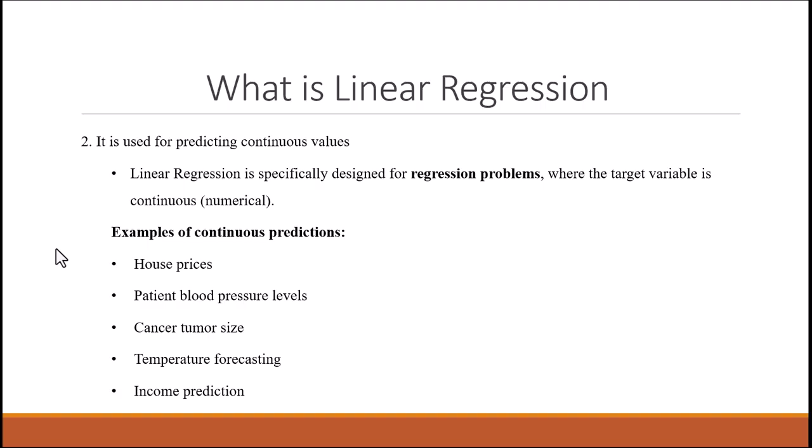So linear regression is specifically designed for regression problems, and especially the target variable should be continuous or numerical. Examples of continuous predictions are house prices, patient pressure levels, predicting the cancer tumor size, predicting the temperature, or an individual's income.